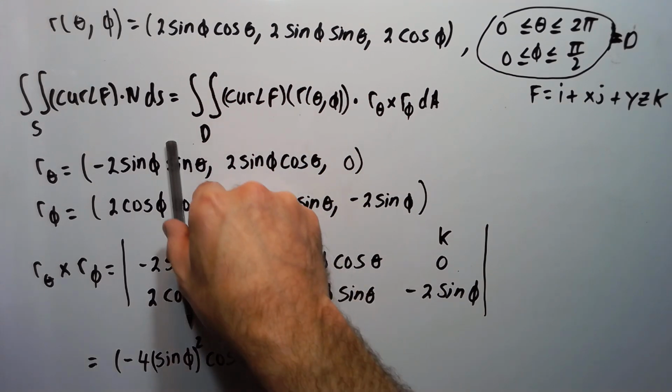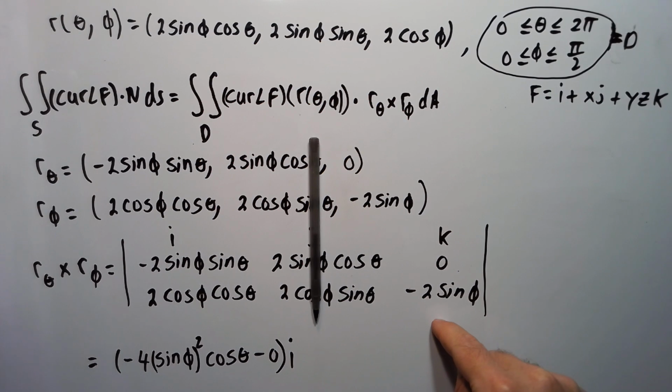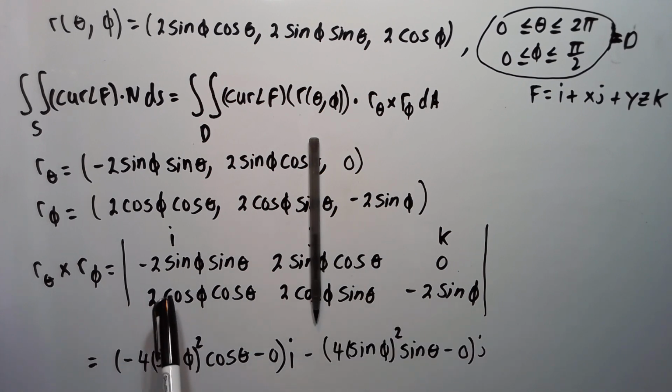Okay, let's do the j next. It'll be this times that, minus this times that. There'll be a minus sign in front also. Okay, let's do that. So we get this: I went negative 2 sine phi sine theta times this, becomes 4 sine phi squared sine theta, and then 0 times that, which is 0.